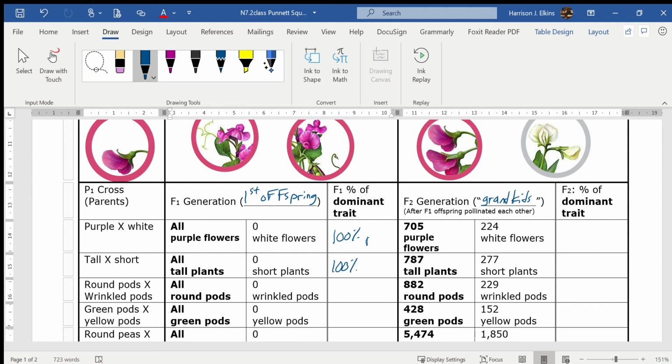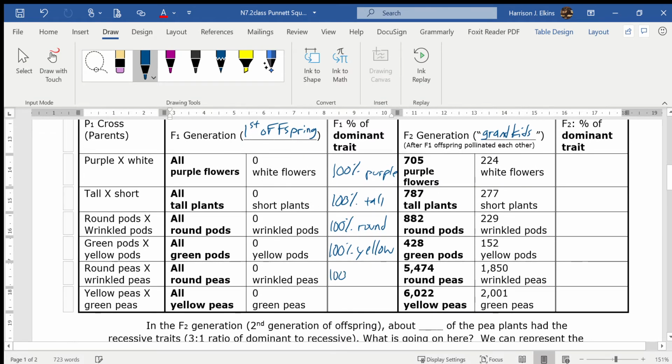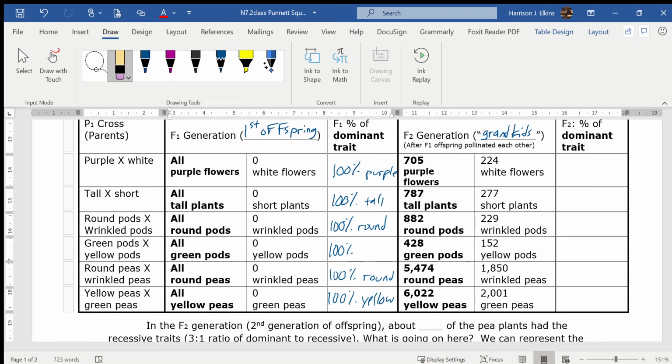So we had 100% purple, 100% tall, 100% of the offspring were round pods, 100% were yellow pods, 100% were round peas, and 100% were yellow peas. I said yellow up here and I meant to say green. Let's change this up here. Whoops.